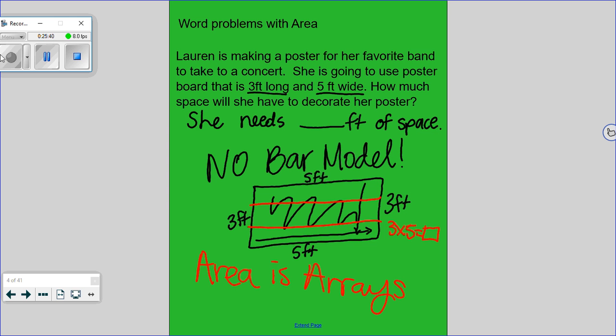What's the total amount of area she's working with on her poster? Gio, what do you think? A little less time resting our head, a little more time paying attention would be great. William, how much area is she working with? 15. Yes. So we're going to write 15, and a little U for units, square. Or, since in this case I know my unit is feet, I'm going to say 15 feet squared.